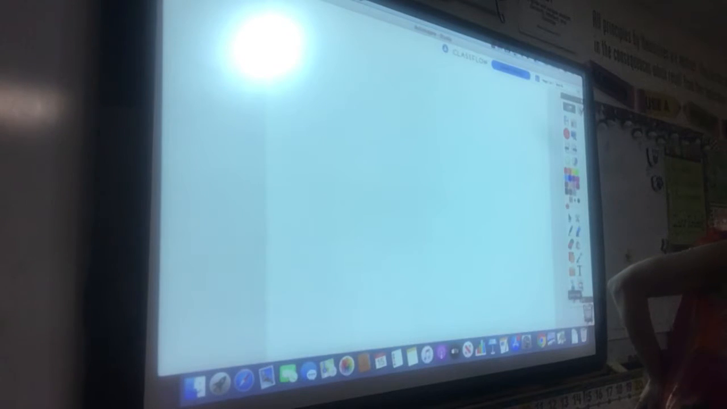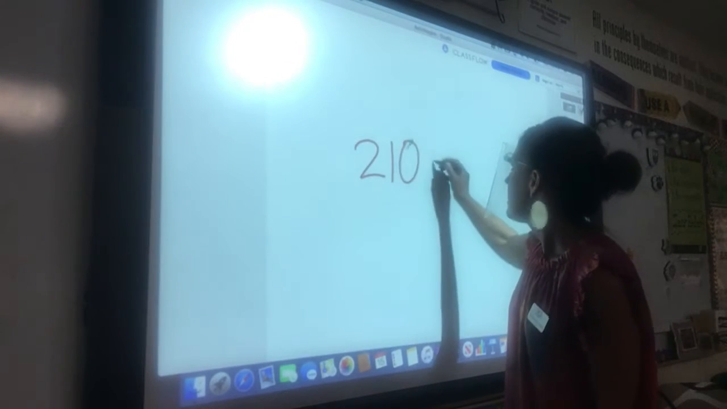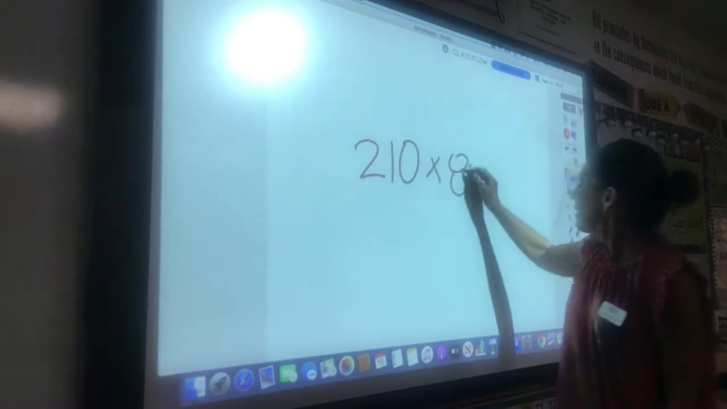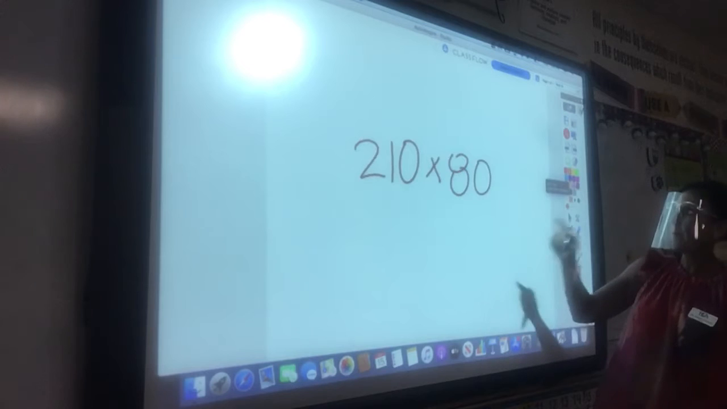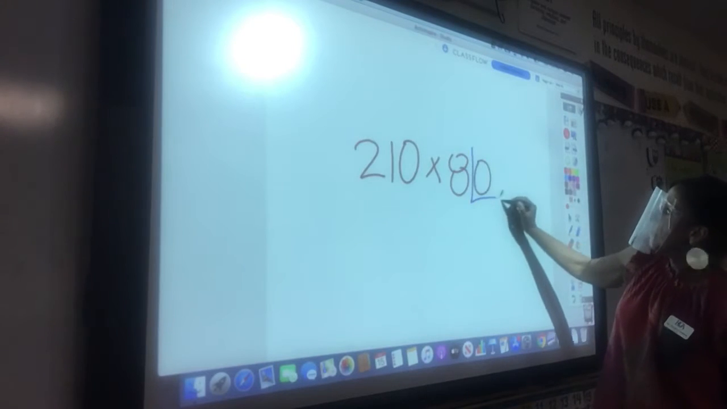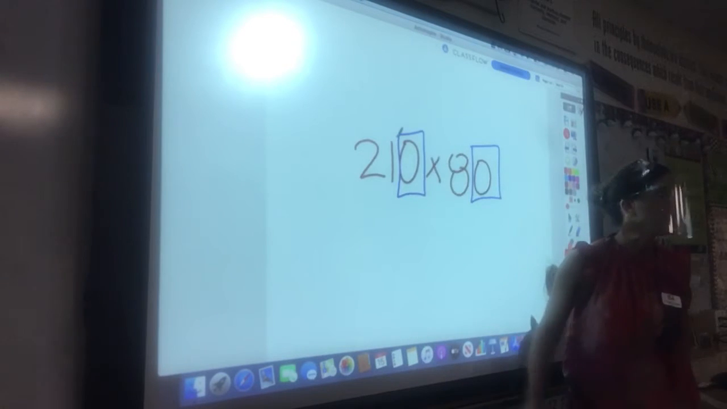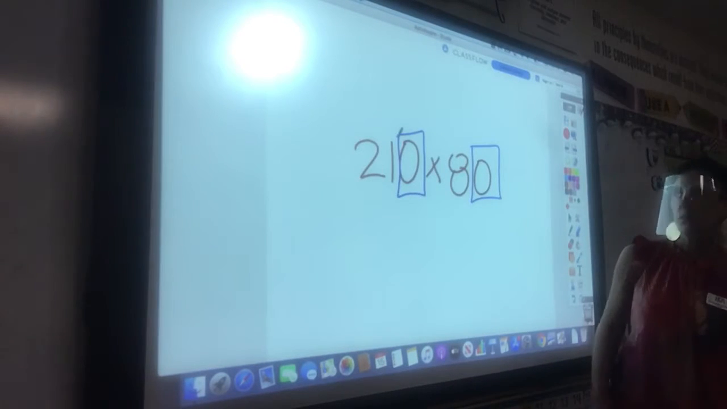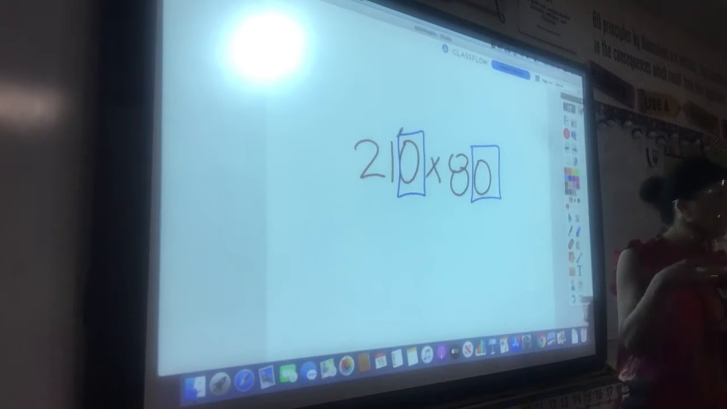Okay, so write this problem down. Let's say that we're doing 210 times 80. Okay, remember that we learned this shortcut the other day? If there's zeros at the end, okay, we're going to box them. We're acting like they're not even there. Sideways or up and down? Just like this, because we're going to switch it to up and down in a minute. Okay, so again, if you have zeros, ignore them.